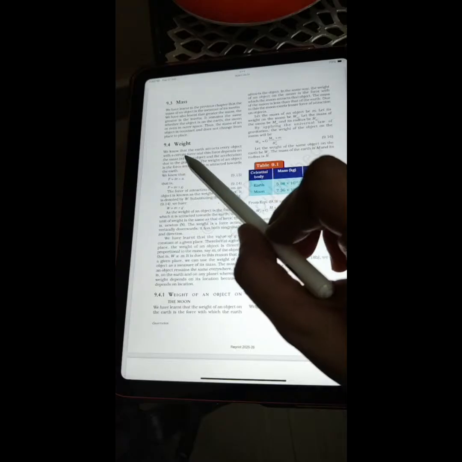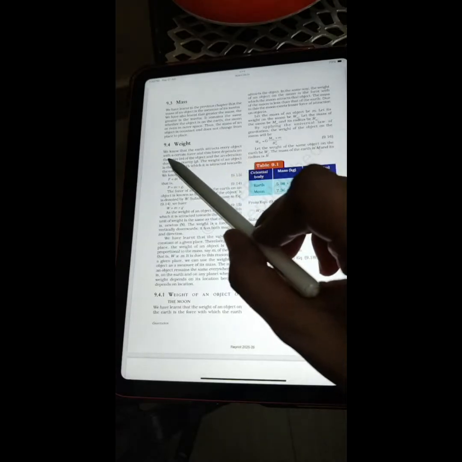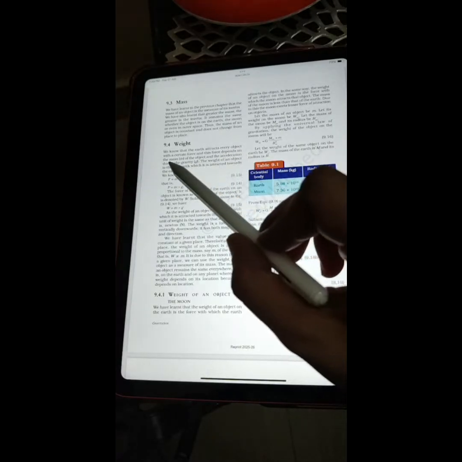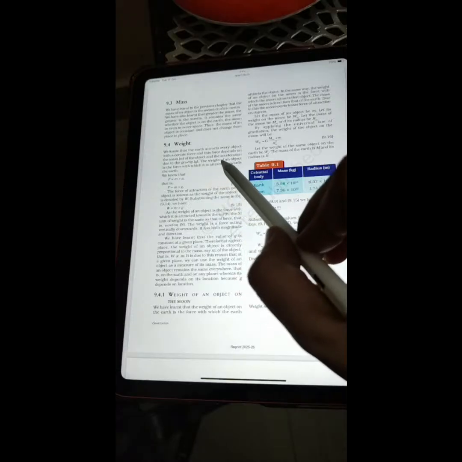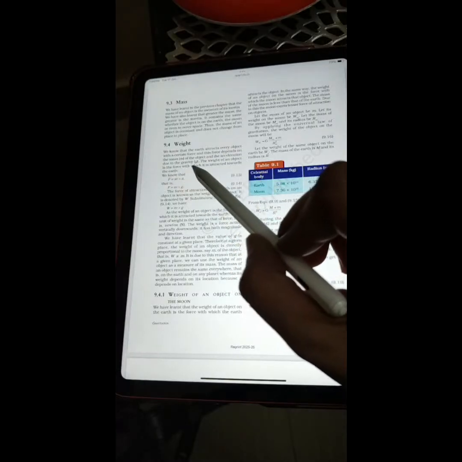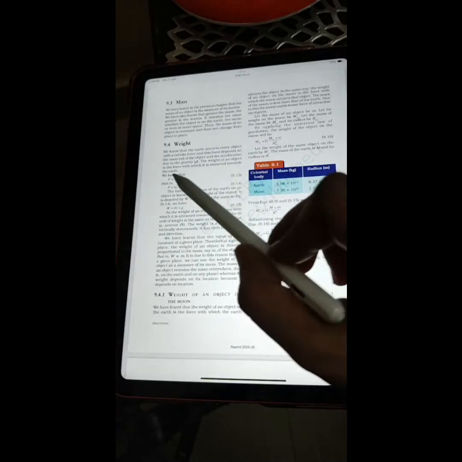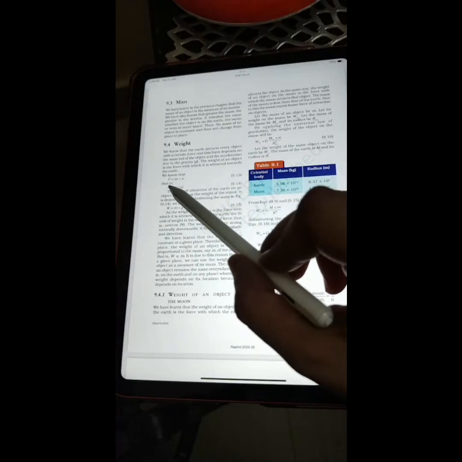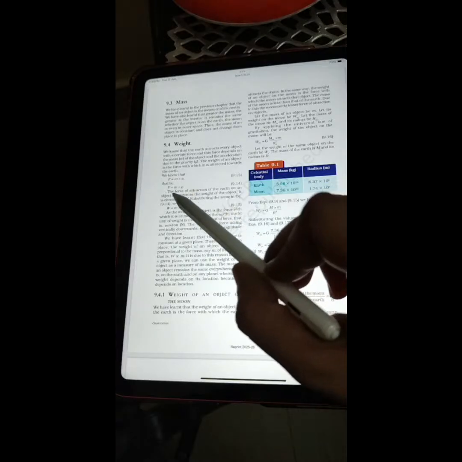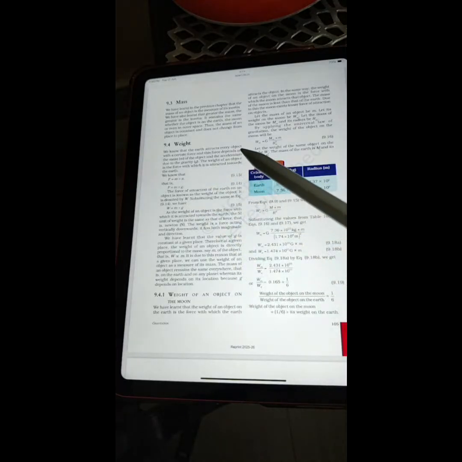9.4, weight. We know that the earth attracts every object with a certain force, and this force depends on the mass m of the object and the acceleration due to gravity g. The weight of an object is the force with which it is attracted towards the earth. We know that F is equal to ma, that is F is equal to mg.